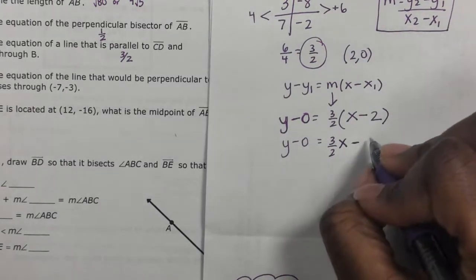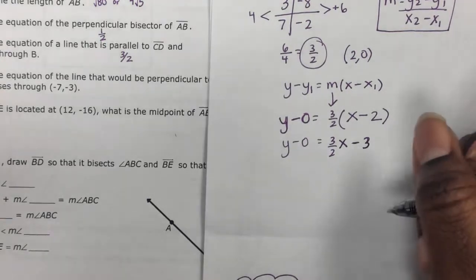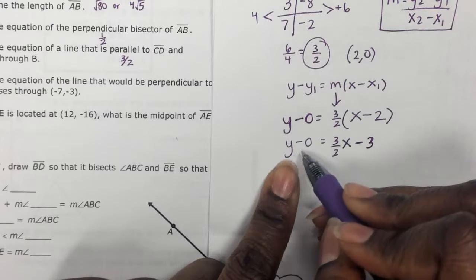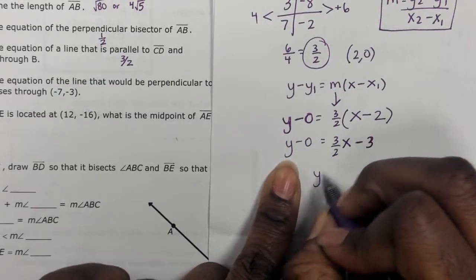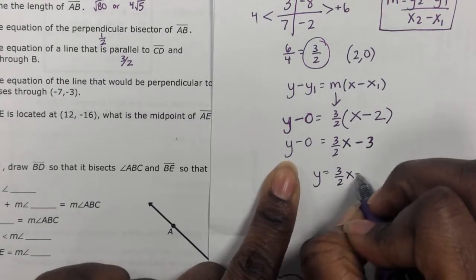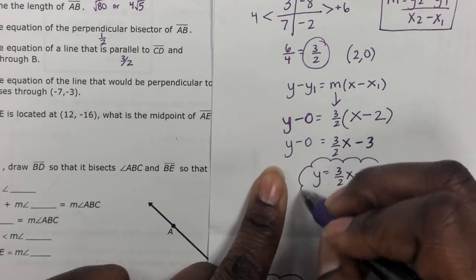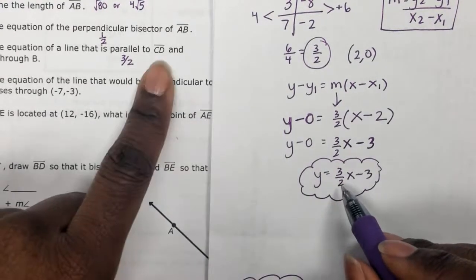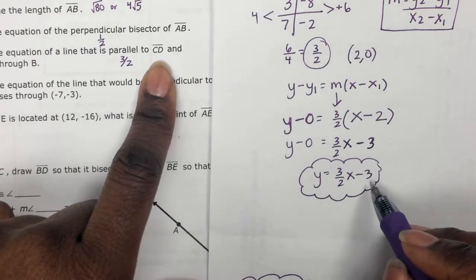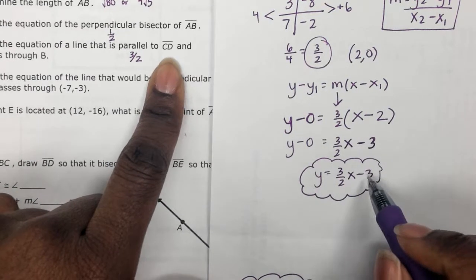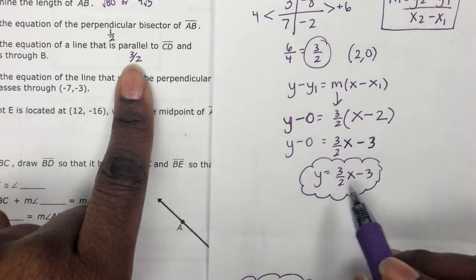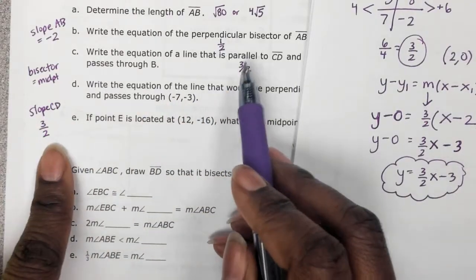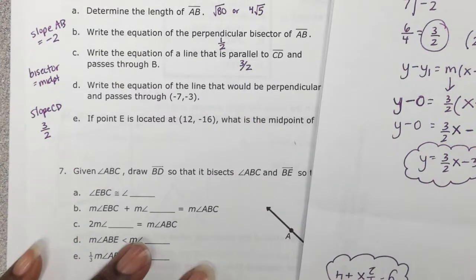Y'all can help. Okay, so I think that should be 3. Let me know if it's wrong. Then it's just minus 0. I mean, you can add 0 to the other side if you need to, but there's no need to do that. So that would be my equation. Next, the line that is parallel to CD and passes through point B. Parallel lines have the same slope. So I use the exact same slope because parallel lines have the exact same slope.